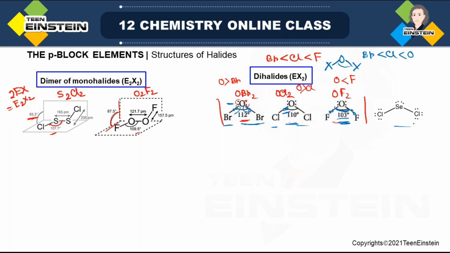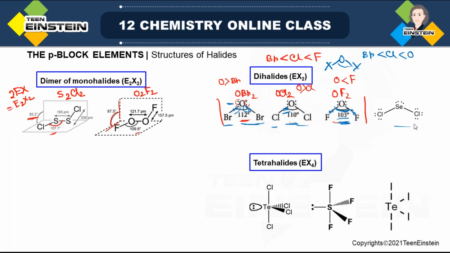This is another example, SCl2. Now all these are tetrahedral. Remember, this is the structure. In general, if we write the structure, it will be like this: E carrying two lone pairs, and in the other two positions there will be two halogens. So this is tetrahedral geometry.